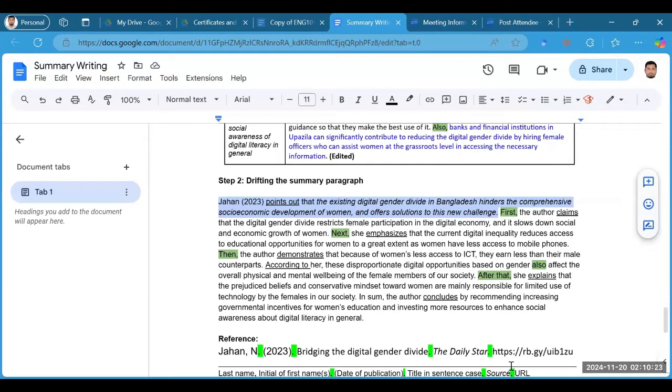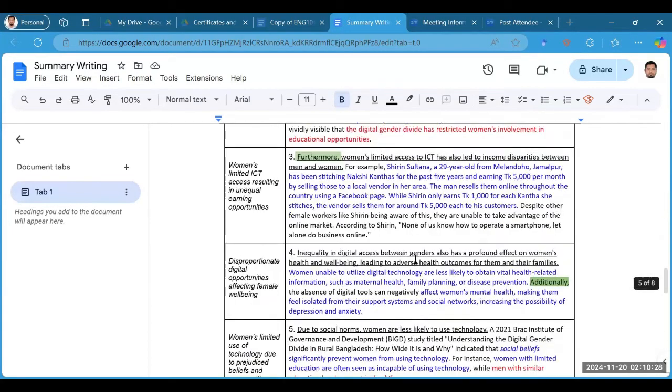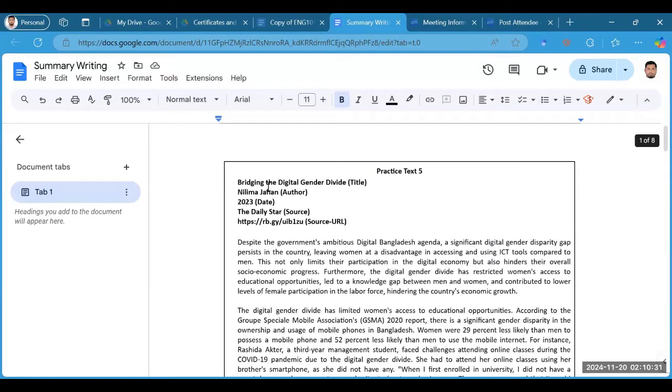All right, and how do we start? We start with the author's last name. All right, so where will you get the author's name? You will get the author's name basically on top of the question paper, especially on top of the text. This is Nilima Jahan. So Jahan is the last name and Nilima is the first name. You understand this is a female writer, all right, because of the name. And this is the date of publication. And this is the title of the text. And this is the source, which is the Daily Star, basically a newspaper as a source. And this is the online link, which is again the online source or URL. All right, so we have 4 pieces of information here.